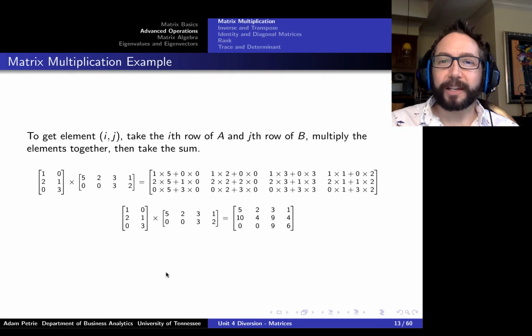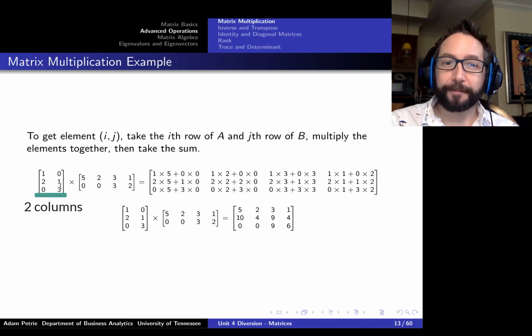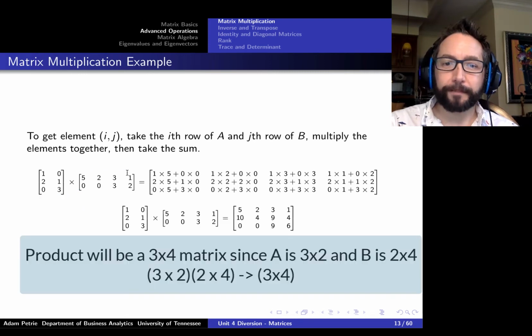So procedurally, how does matrix multiplication work? Well, here are two matrices that can be multiplied together because the number of columns in that first matrix is matching up with the number of rows in that second matrix. So 2 columns, 2 rows, we're good to go. The result will be a 3 by 4 matrix.